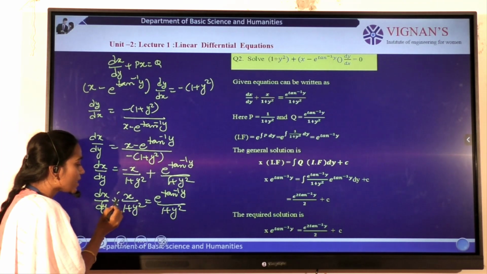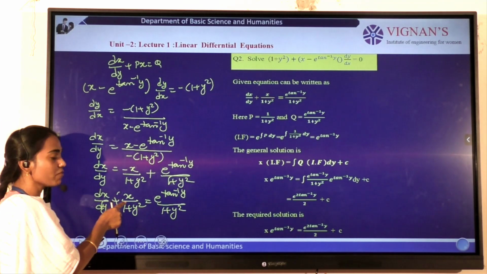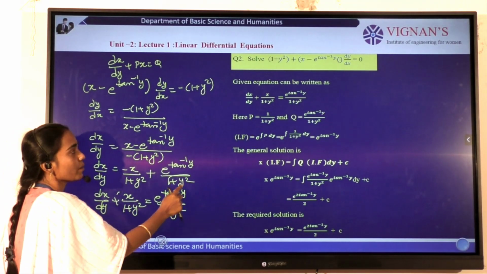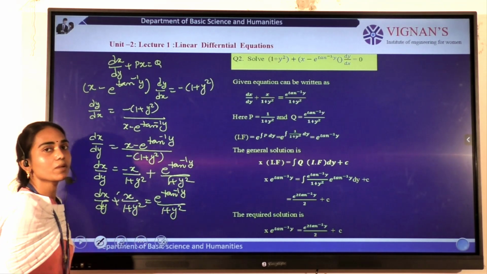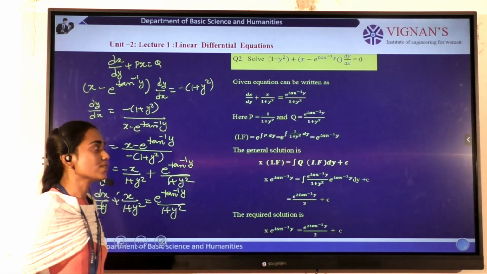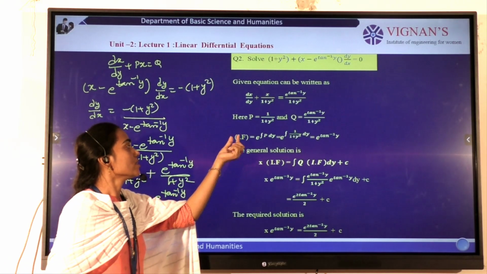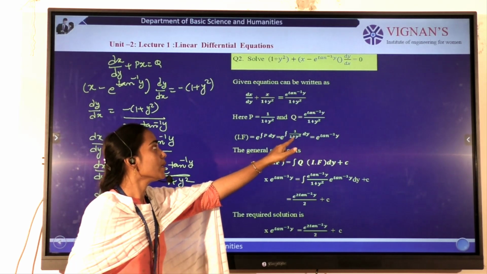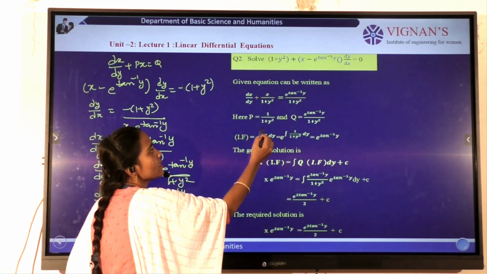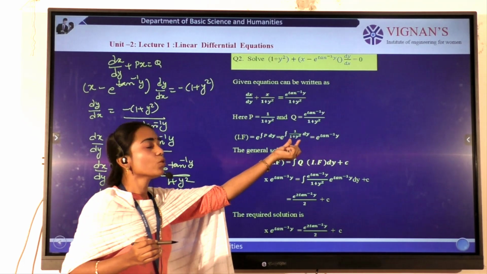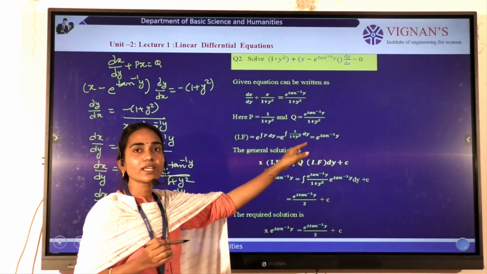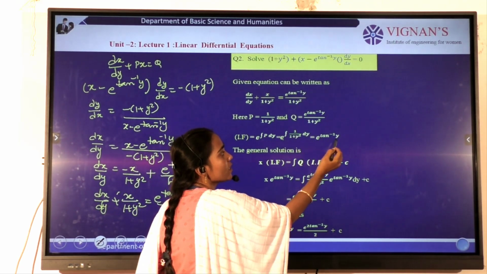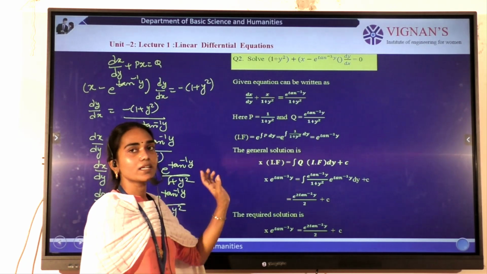Dx by dy plus p of y. Observe here, p of y, a function of y, is 1 by 1 plus y square, which is p, and the right hand side is e power tan inverse y by 1 plus y square, which is q. Next, the integrating factor. The integrating factor is e power integral p dy. What is our p? Our p is 1 by 1 plus y square. We know that integral 1 by 1 plus x square dx is tan inverse x. So e power integral 1 by 1 plus y square dy is e power tan inverse y. This is our integrating factor.